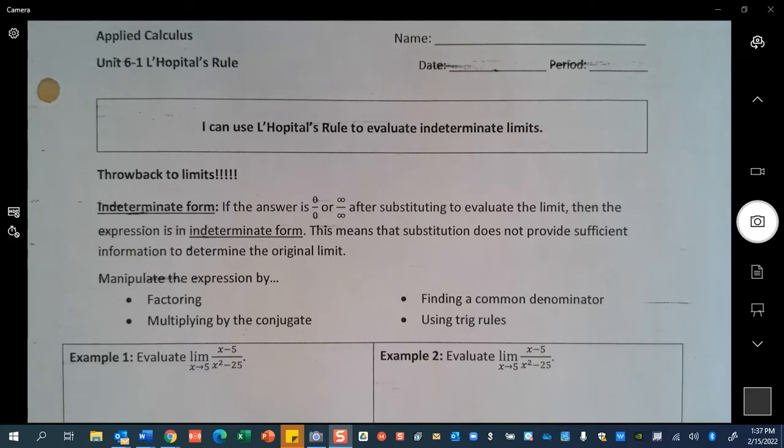L'Hôpital. Okay, so we're going to throw back a little bit to when we did limits, and we talked about this indeterminate form. What I'd like you to do is read this paragraph, and talk to your group and remember, what did we mean by an indeterminate form? What was an indeterminate form of a limit? On your mark, set, talk, go.